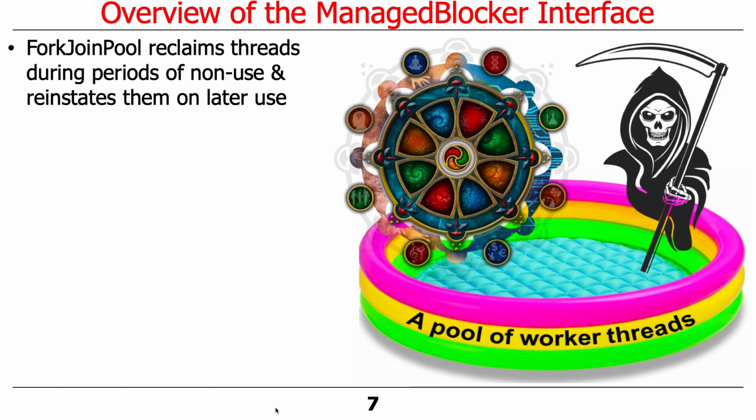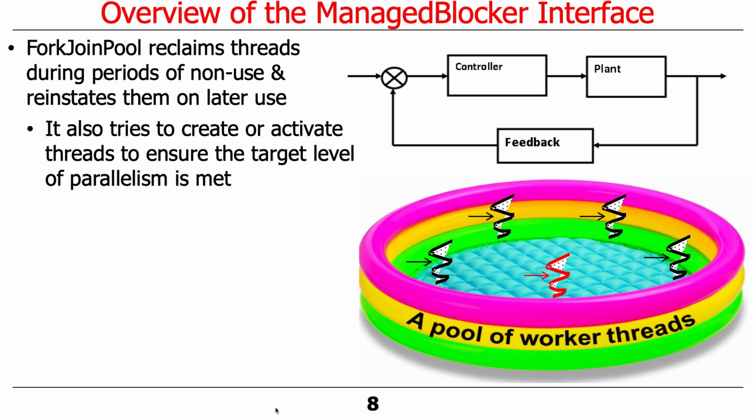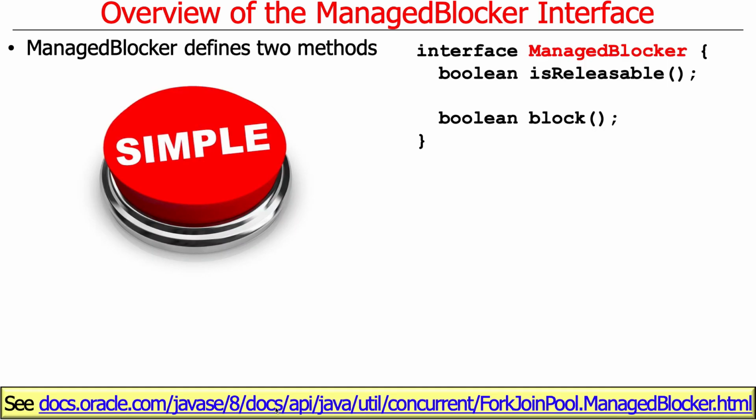And as I mentioned before, ForkJoin pool is smart enough to know how to reclaim these threads, so if they're not used for a long period of time, it shrinks them back down again, like the Grim Reaper. And therefore, during periods of bursty activity, you'll have more threads, and then when you go back to a more quiescent state, the threads will go away. It also tries to ensure that whatever the target level of parallelism that you've set is met. So it'll increase the threads, but it'll try to bring them back down to where they need to be later. The ManagedBlocker interface itself is really simple.